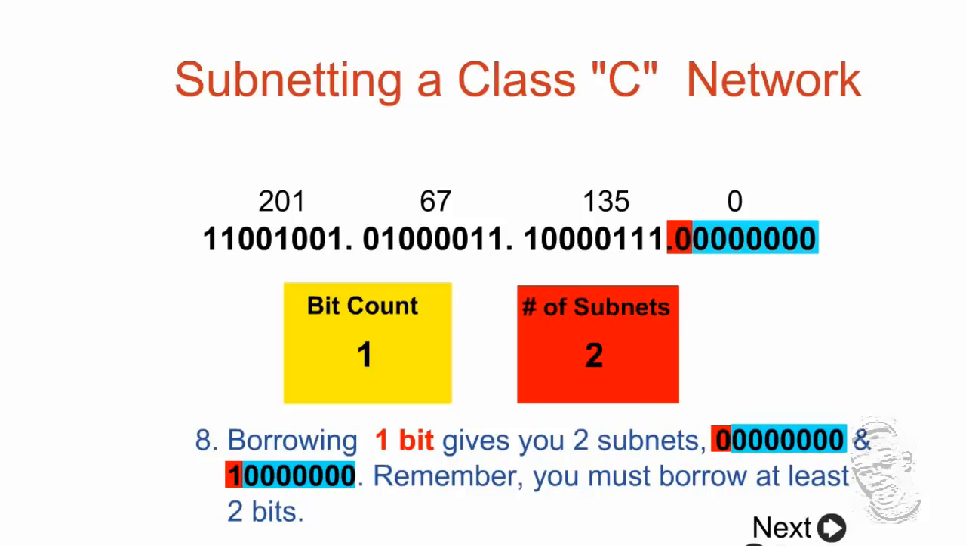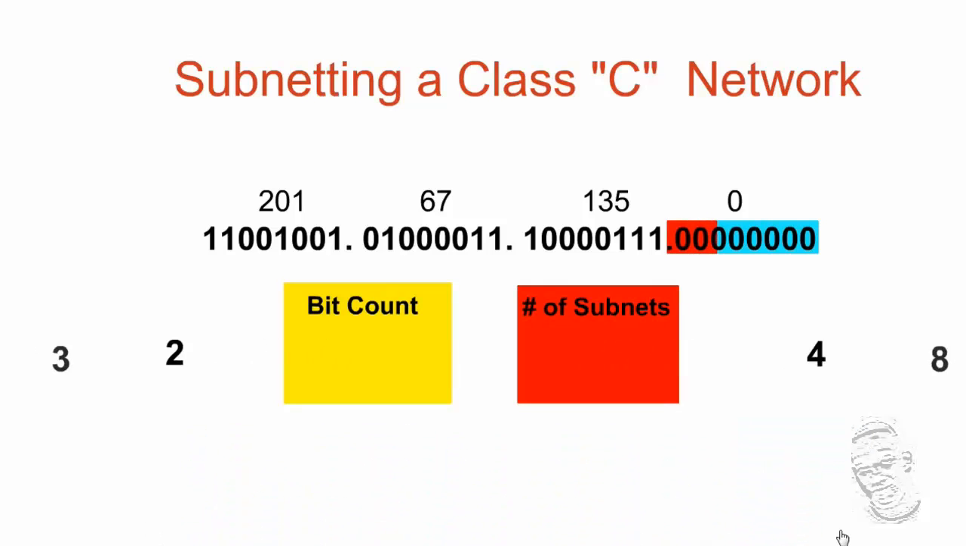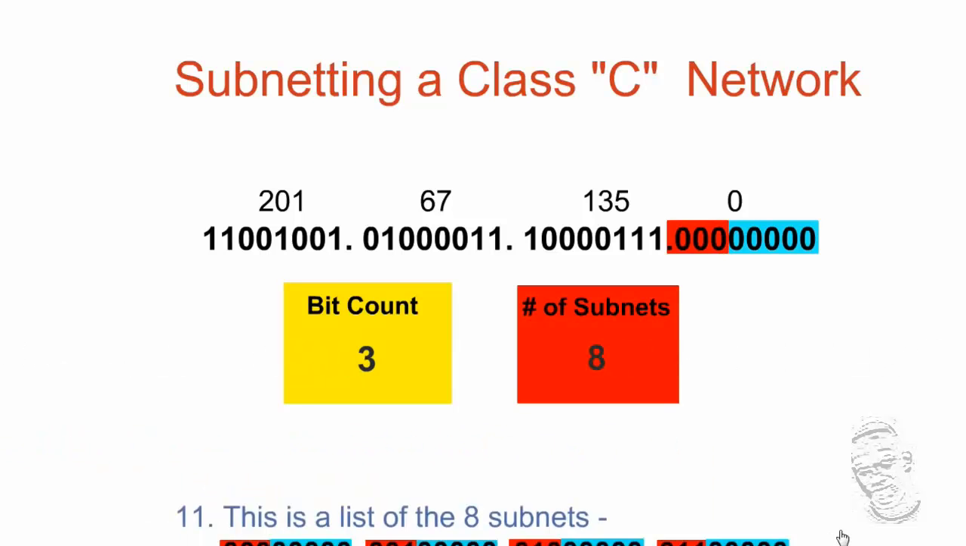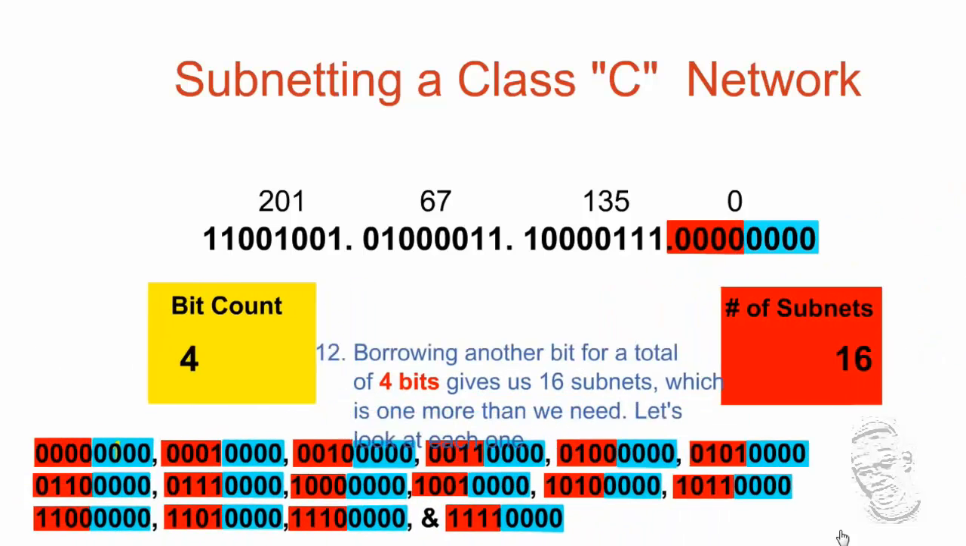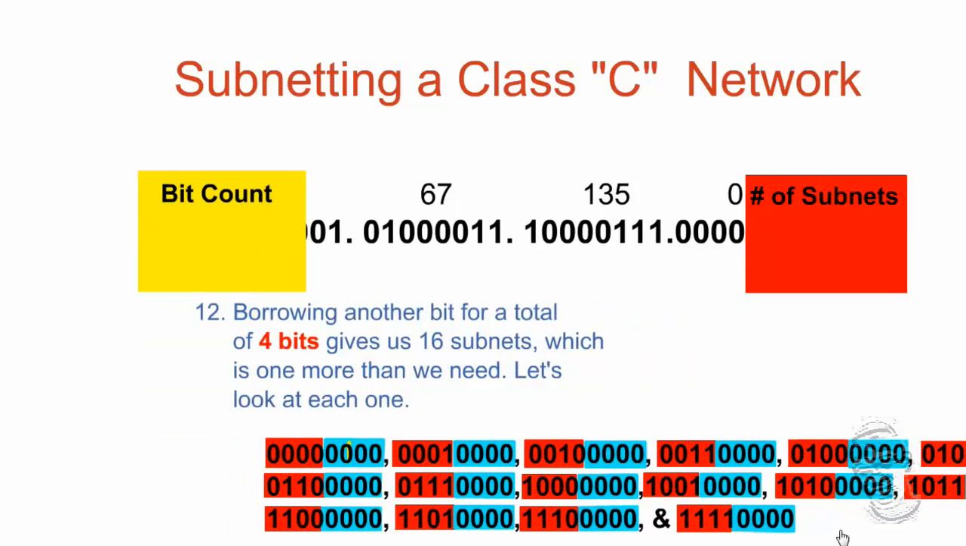So let's borrow bits and give 2 subnets. And remember, you must borrow at least 2 bits. So 2 bits will give us 4 subnets. 3 bits would give us a total of 8 subnets, and the list of the 8 subnets is shown here. We are short of the 15 needed. So 4 bits would give us 16 subnets. So borrowing another bit for a total of 4 bits gives us 16 subnets, which is 1 or more than we need. Let's look at each one.